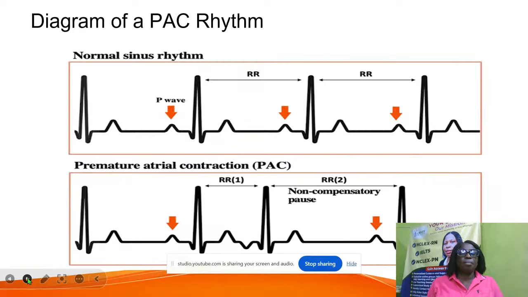See the diagram of PAC. Now look at the normal sinus reading. Please, if you can see the normal sinus reading here, just say hi. Let me see your hi. Say hi.